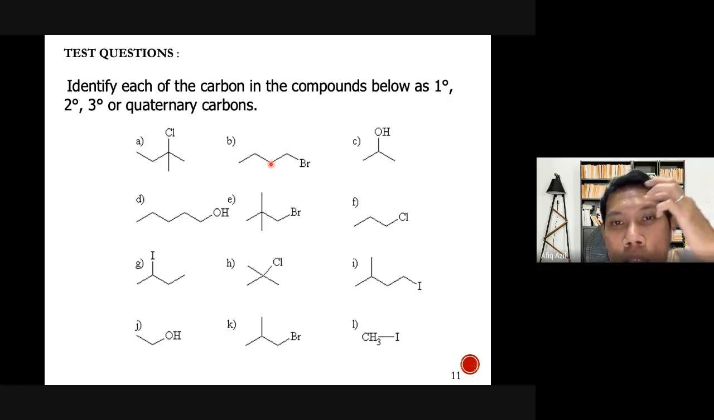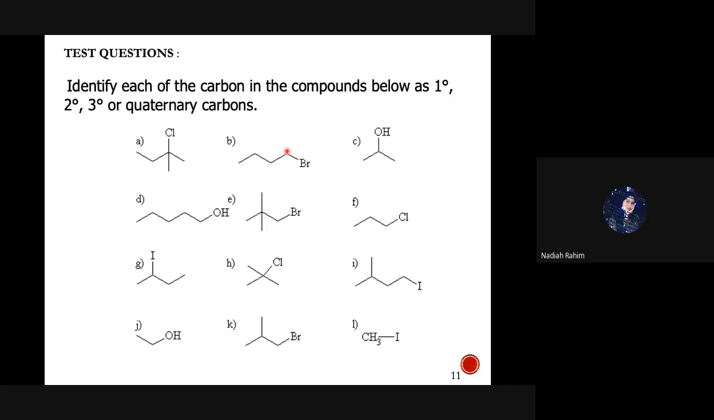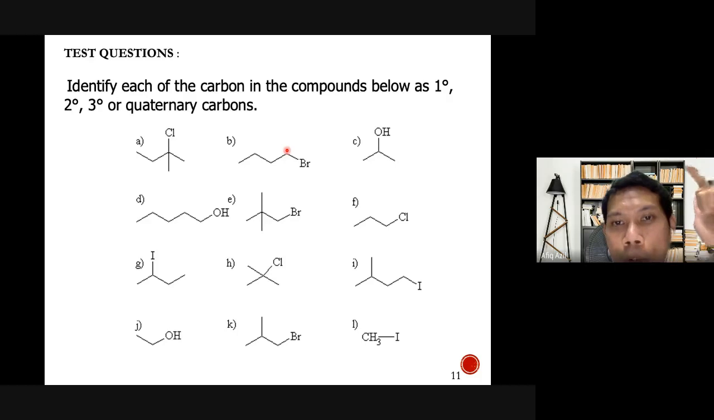Tertiary means it is bonded to 3 other carbons. Oh, this is secondary, right. So it is bonded to 1 and 2. So this will also be secondary. Yes, right. Okay, this one? Secondary. Secondary, confirm? Confirm. Why? How many carbons is it attached to? 2. Okay, 1.